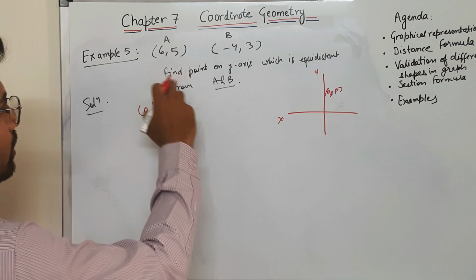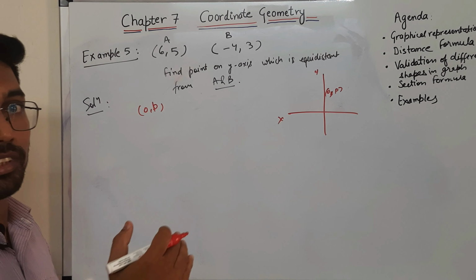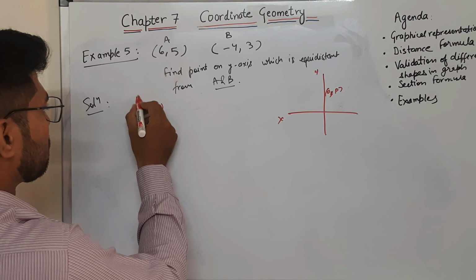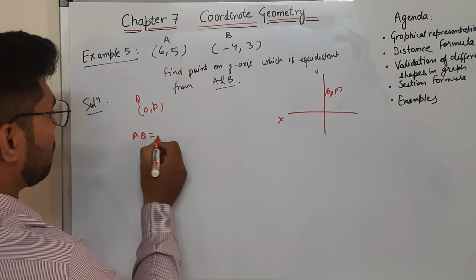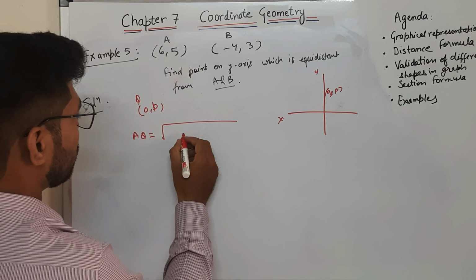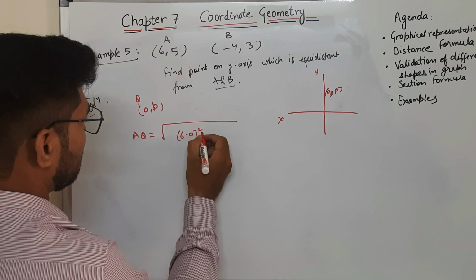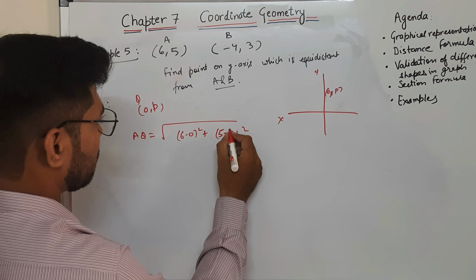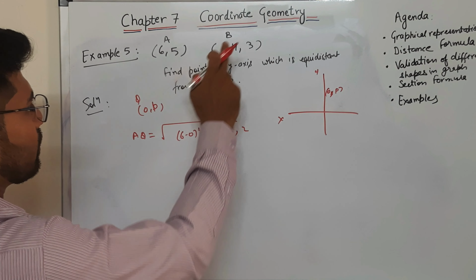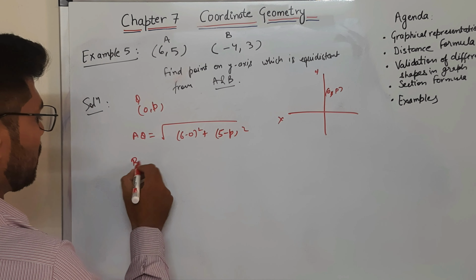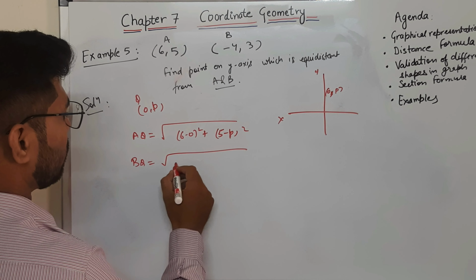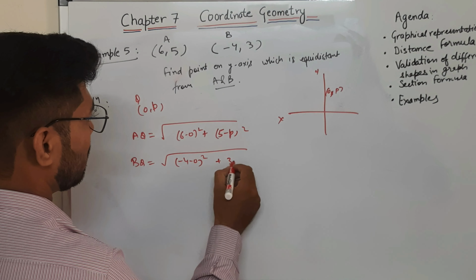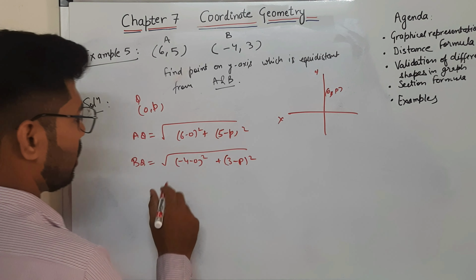So the distance between them is the same. For example, this is point Q, so AQ will be (6 minus 0) square plus (5 minus p) square. And the distance between B and Q, BQ, is equal to (minus 4 minus 0) square plus (3 minus p) whole square. Now solve this one.